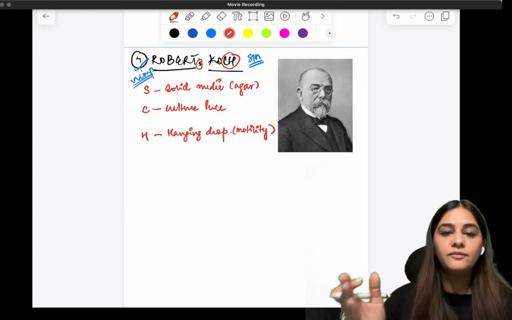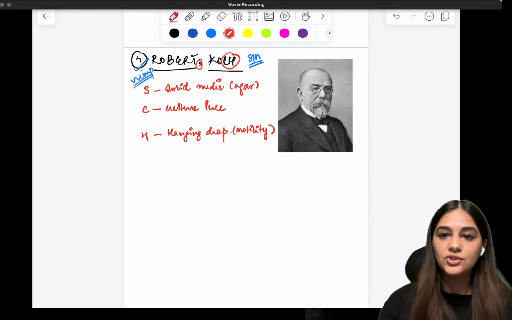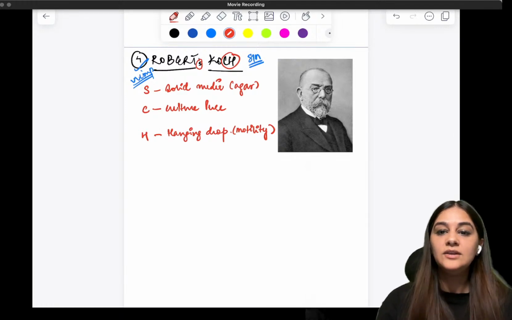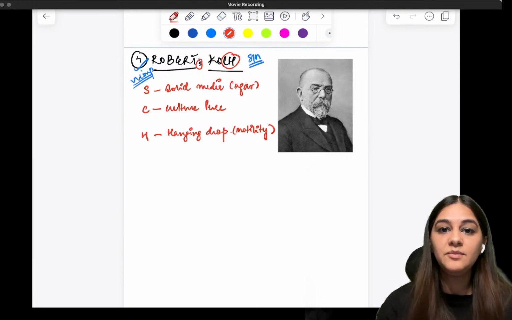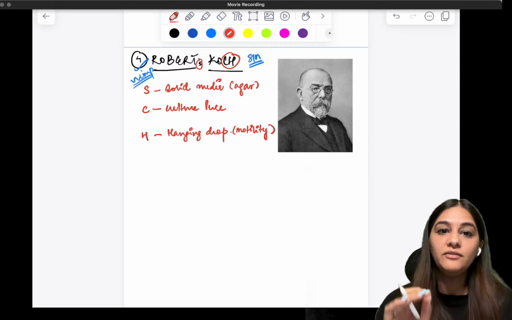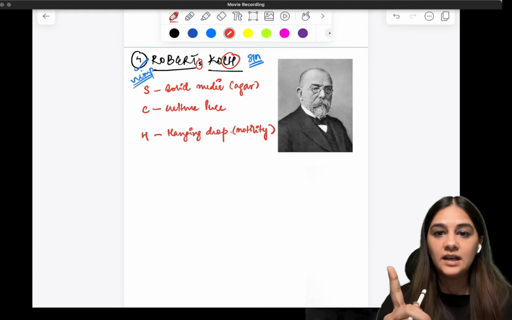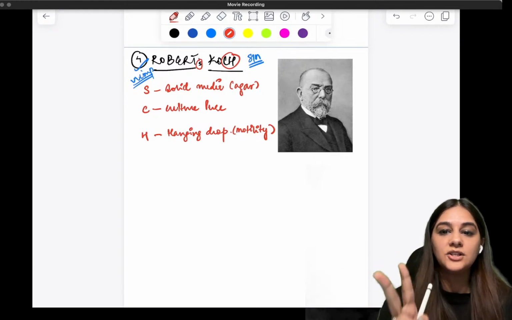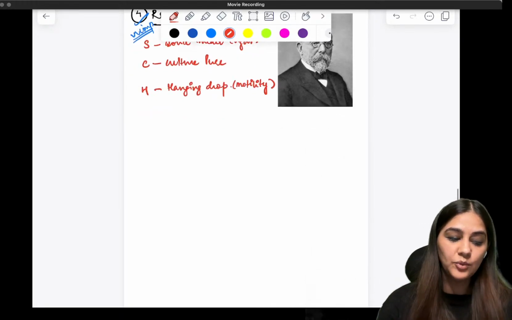I think a lot of people are doing these practicals in your undergraduate microbiology practicals where you're using hanging drop as one of the methods to check motility of an organism, right? So who gave this concept? Robert Koch gave this concept of hanging drop. So the three: Robert Koch's S, C and H. S is for the solid media using agar. C is for the culture in the pure form. And H is for the hanging drop used for the motility.